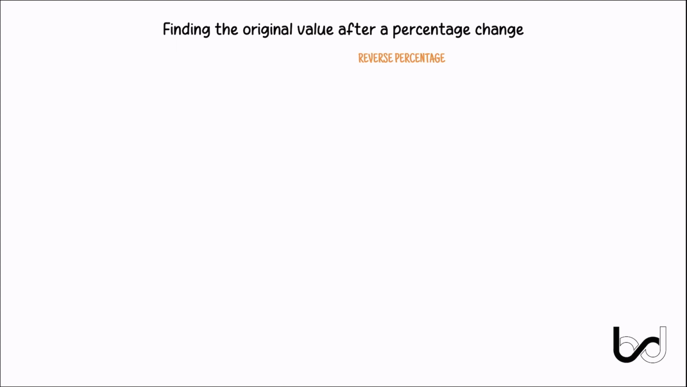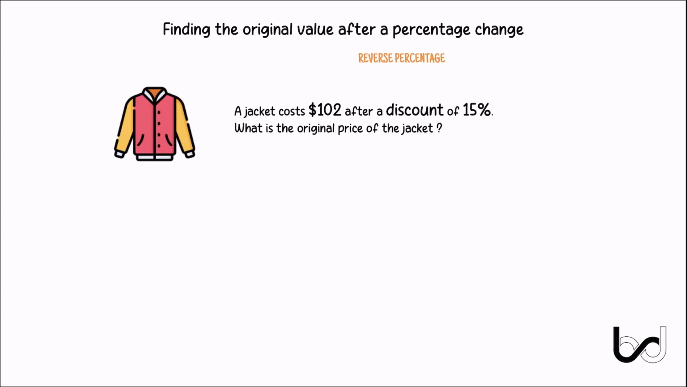Now let's look at a different example. In the previous example we looked at the value increasing. Now let's look at how we figure it out if the value is decreased. A jacket costs $102 after a discount of 15%. Read the question carefully. What is the original price of the jacket? Similarly, what we know is $102, and what we need to figure out is the original price.